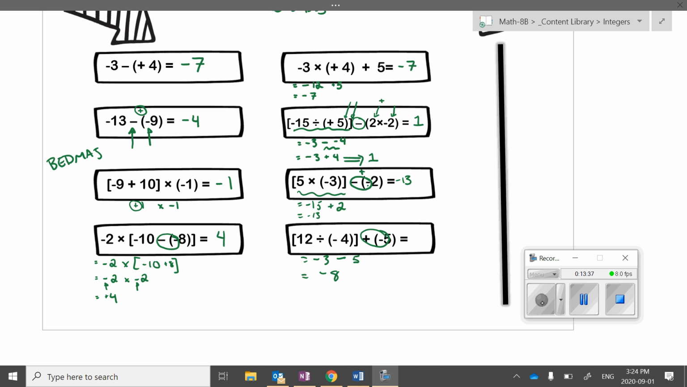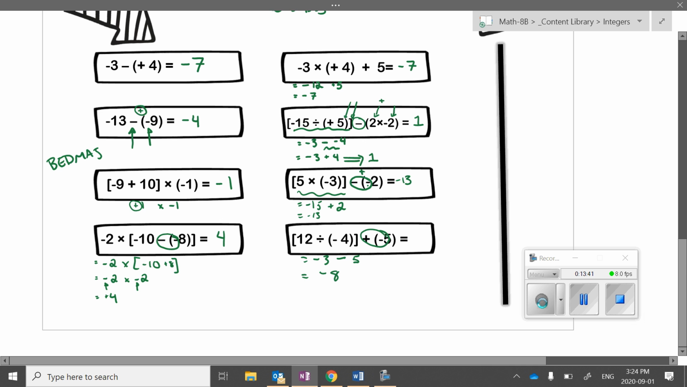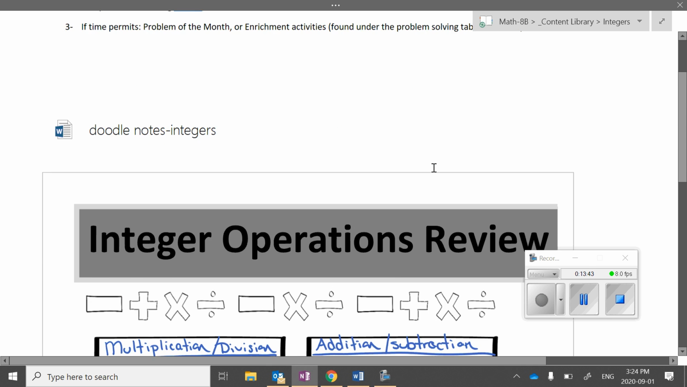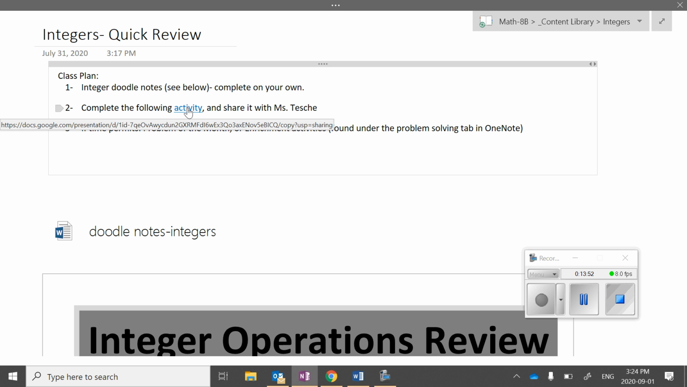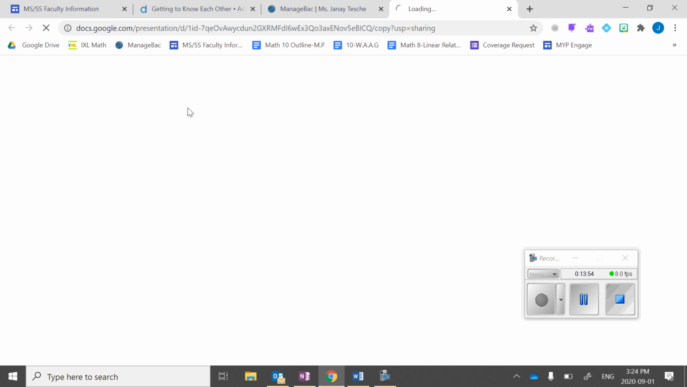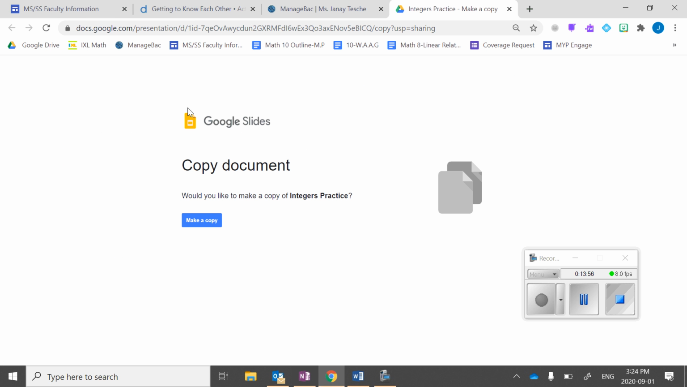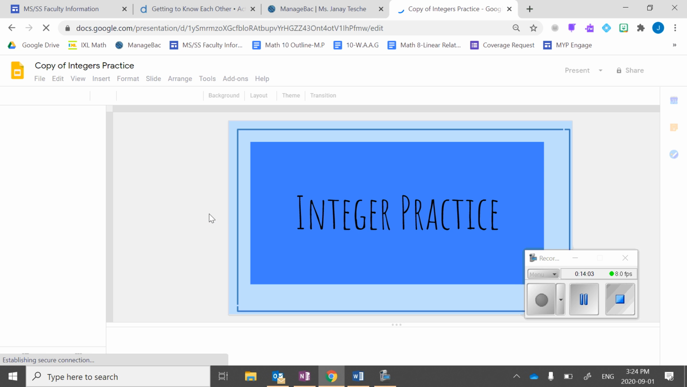Okay, so for the rest of class, hopefully this is going to work. On the top of my page, I hyperlinked an activity that you're going to click on. However, I don't know if it's working in your notebooks. You might have to click on it from the content library. When you click on it, it'll say make a copy, hopefully. Okay, I will fix that.